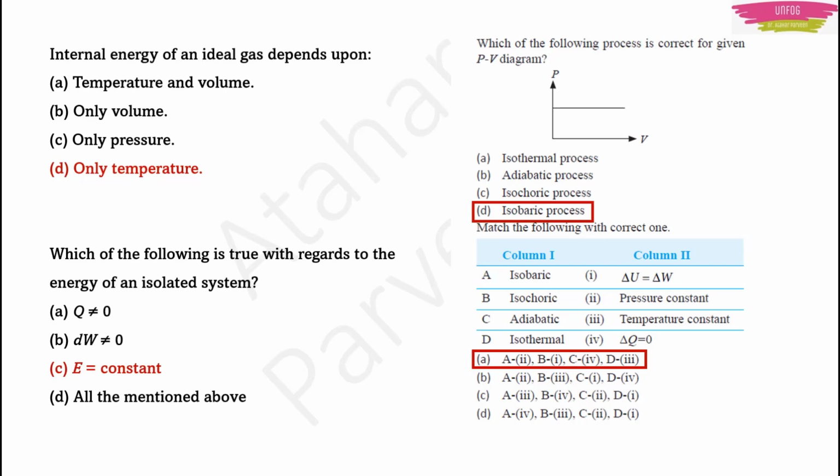Adiabatic, delta Q will be 0 because no heat is changing there. And isothermal, temperature will be constant. So option A will be the right answer here.